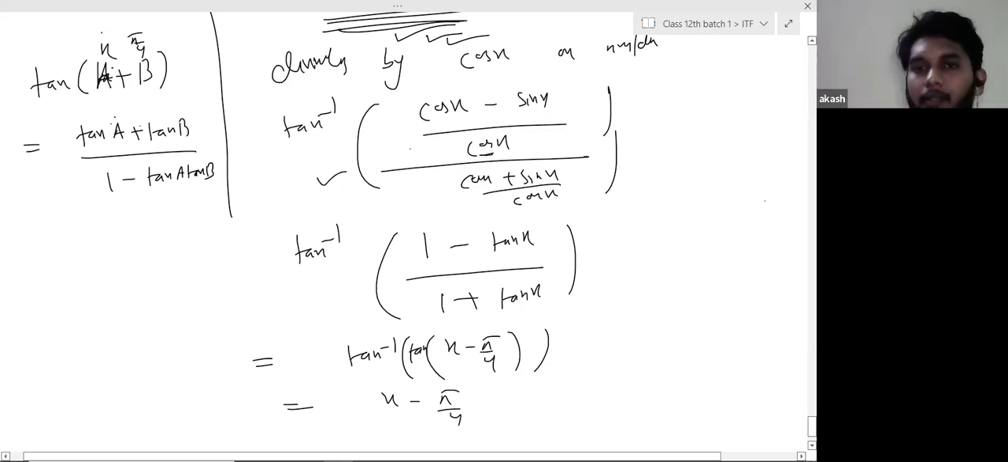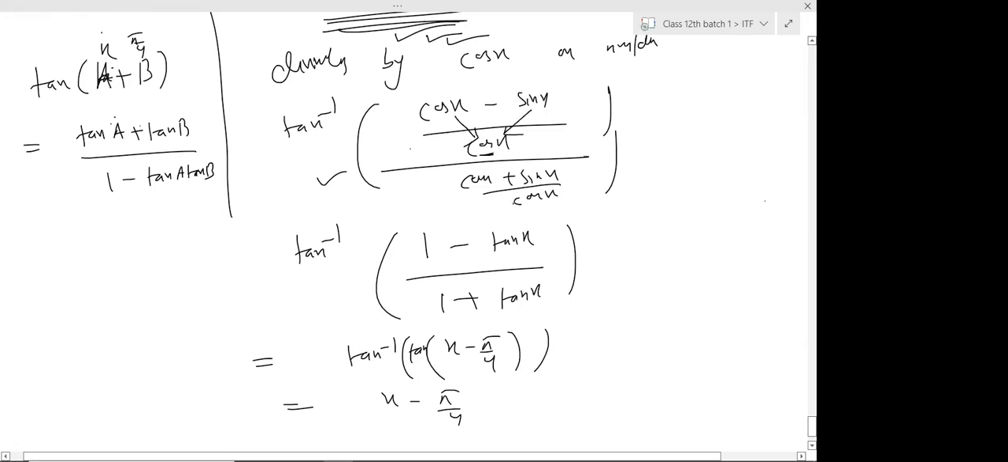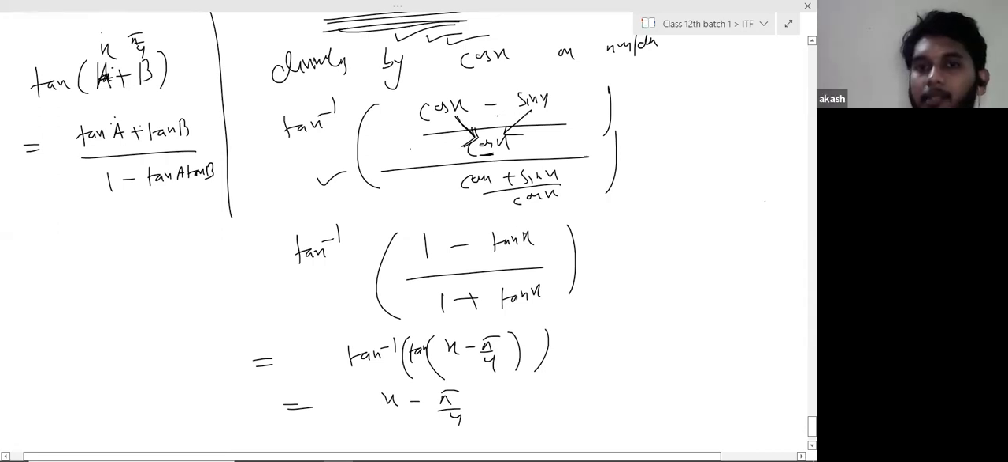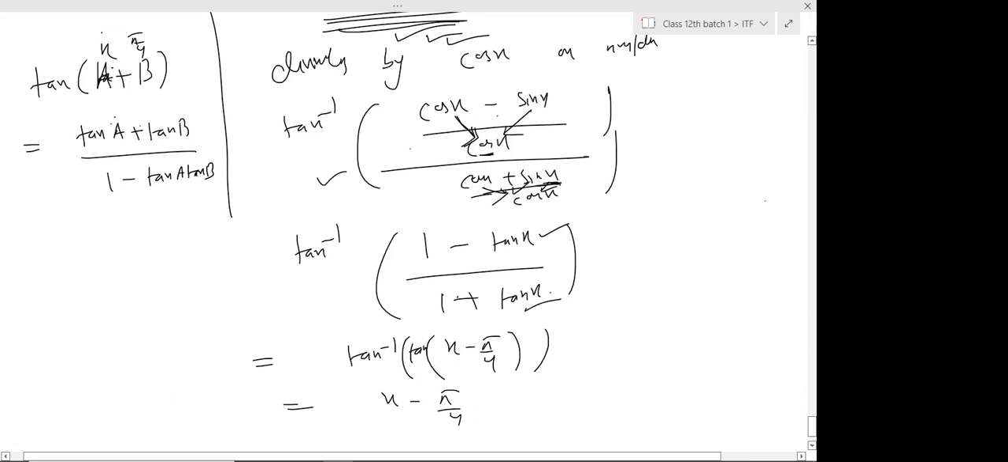So this cos x, Krishna, we can divide by cos x upon cos x and sin x upon cos x, right? Yes, sir. So cos x upon cos x is 1 minus sin x upon cos x is tan x. And same thing in the denominator. Cos x upon cos x is 1 plus sin x upon cos x is tan x.